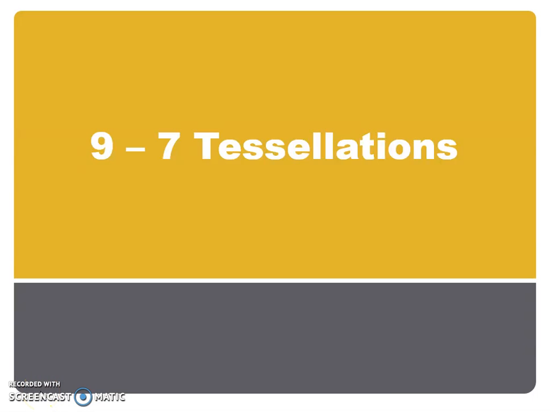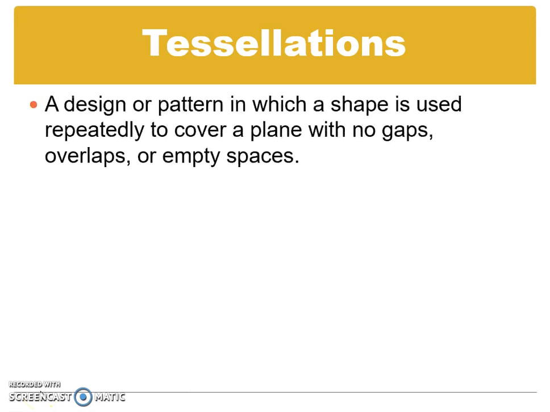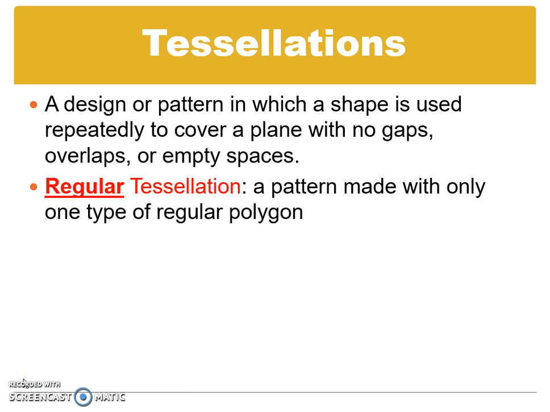9-7 tessellations. A tessellation is a design or pattern in which a shape is used repeatedly to cover a plane with no gaps, overlaps, or empty spaces. Regular tessellations: a pattern made with only one type of regular polygon. A regular polygon has the same size sides and congruent angles.